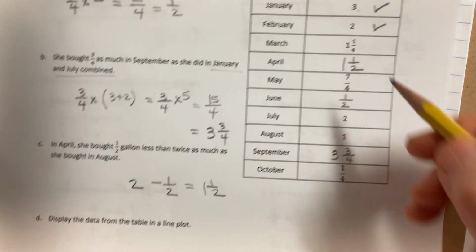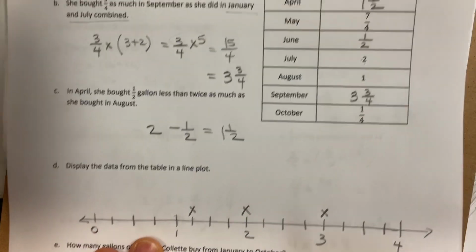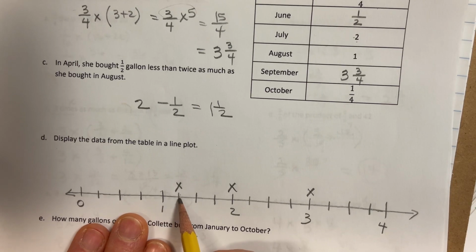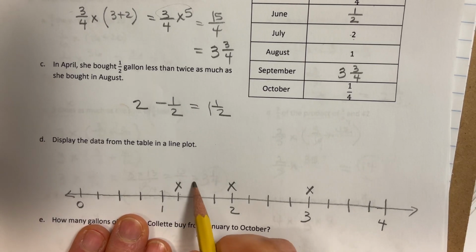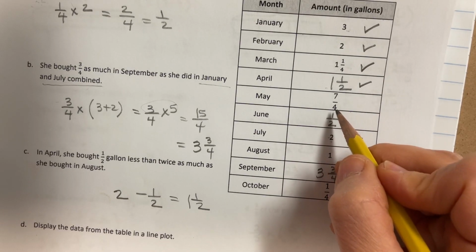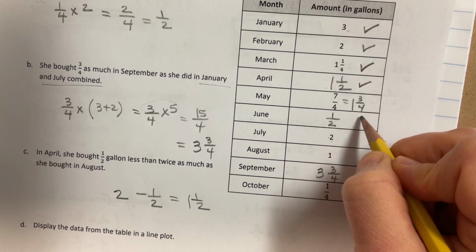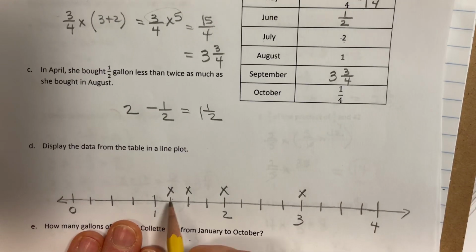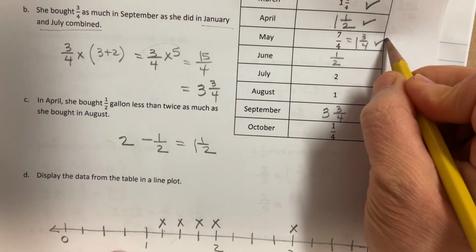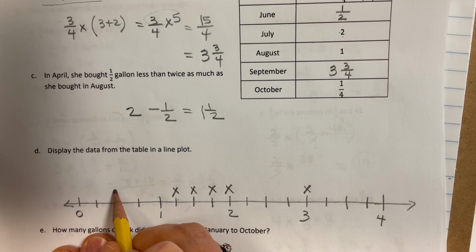2 whole, I put an X above the 2. 1 1/4. So here's 1 whole and 1/4 would be here. 1 1/2. So here's 1 whole, 1/4, 1/2 is right in the middle. Check. 7/4. What is 7/4? Well, 4 goes into 7 one time with 3 left over. So that's 1 3/4. So 1 whole, 1/4, 2/4, 3/4. Put an X here. Okay, a half would be between 0 and 1, right? So that's right here.